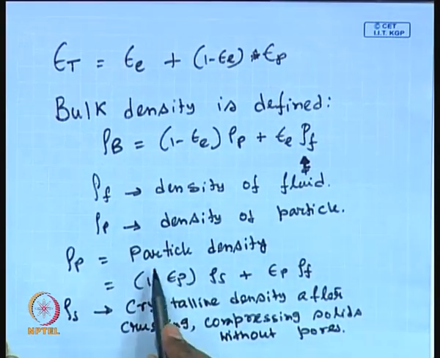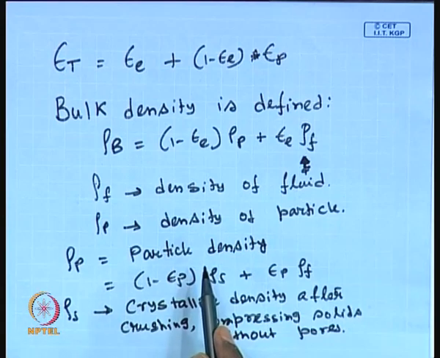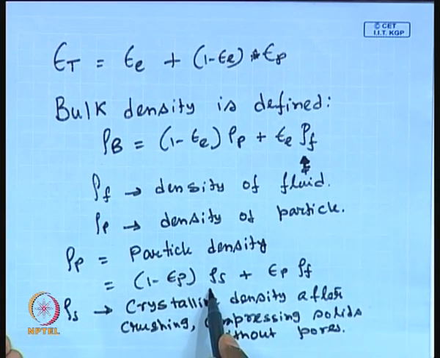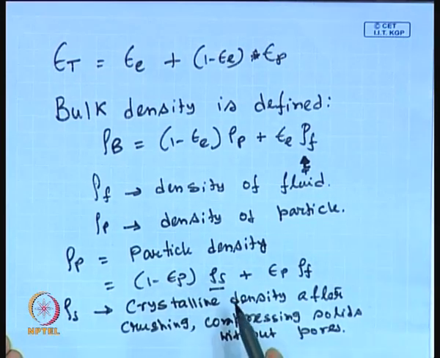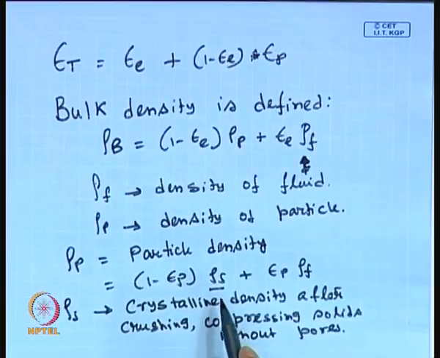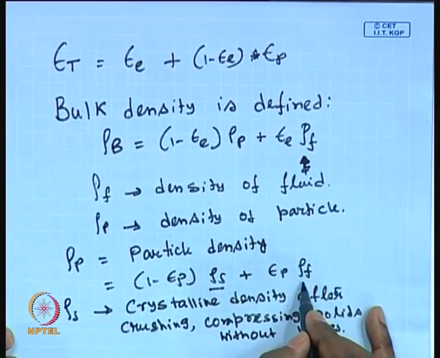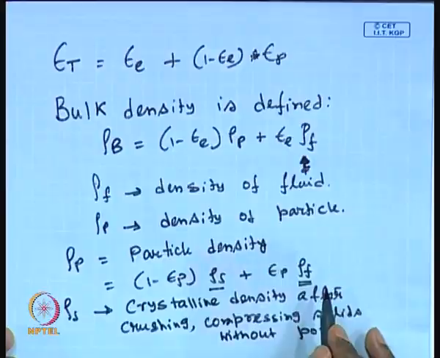So, since the particle is porous, it has two parts. One is the entirely solid part, and that is the crystalline density. What is the crystalline density? You crush the particle, compress it so that there exists no pore, and find out the density. That is the density of the absolutely solid particle. And since it is porous in structure, the void fraction will again be occupied by the fluid, so it will be multiplied by rho f.